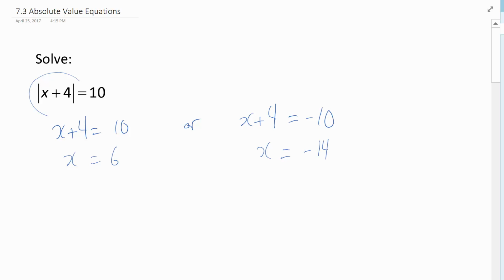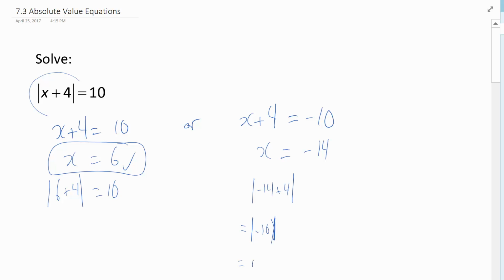Now we can check both solutions. What is the absolute value of 6 plus 4? That's 10. Yay, this is a good solution. And what is the absolute value of negative 14 plus 4? Well, of course, that's the absolute value of negative 10, which is equal to 10. So, yay, it all works out. We have two solutions here: x is equal to negative 14, or x is equal to 6.